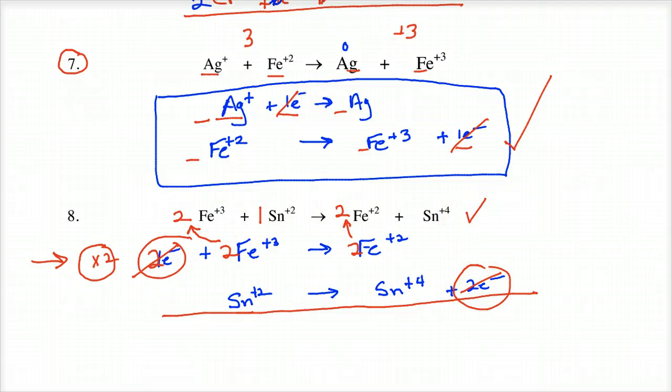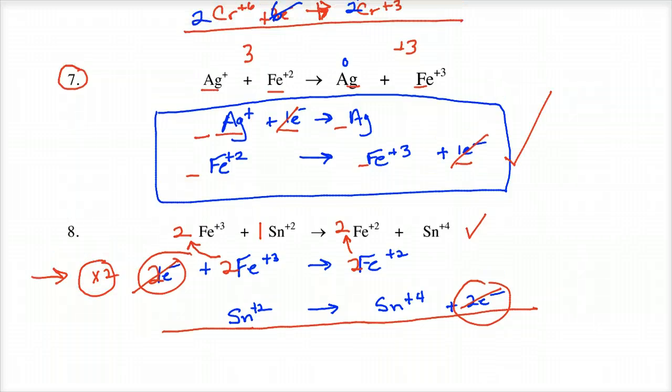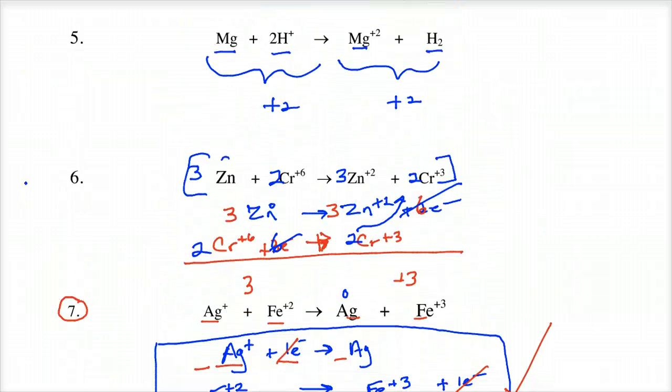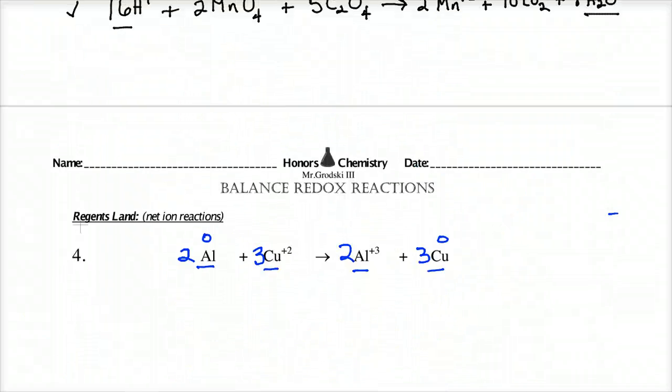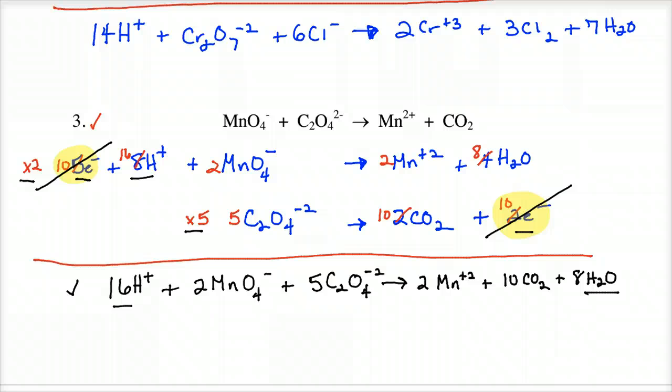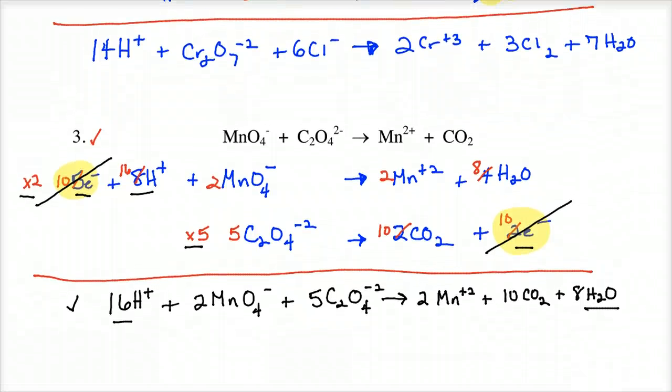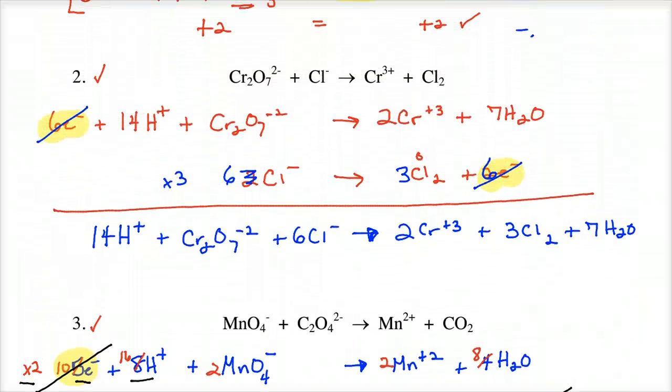Either way, it's a pretty fast method, and these are the New York State Regents level way to balance half reactions, net ionic reactions. And of course, I reviewed how we do it in the real world, how you really balance redox reactions in an acidic environment. There's also a basic environment, but I did not cover that in this lecture.